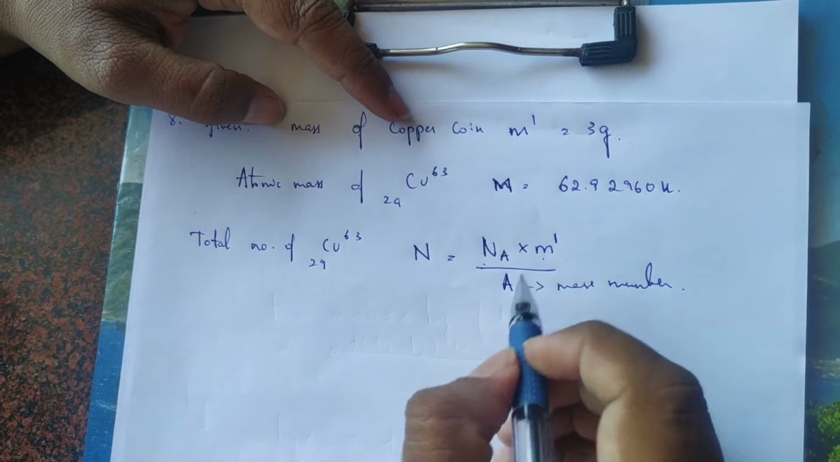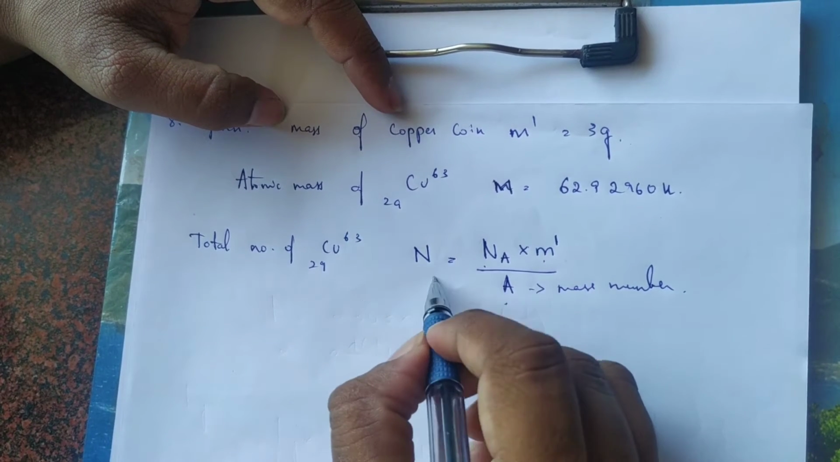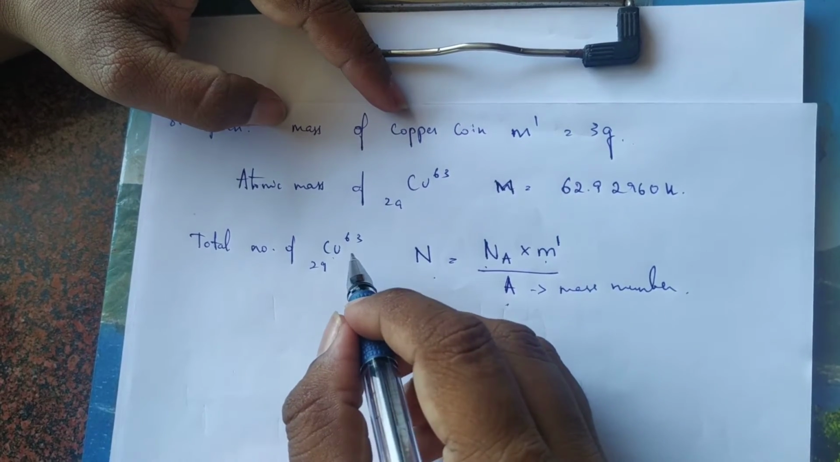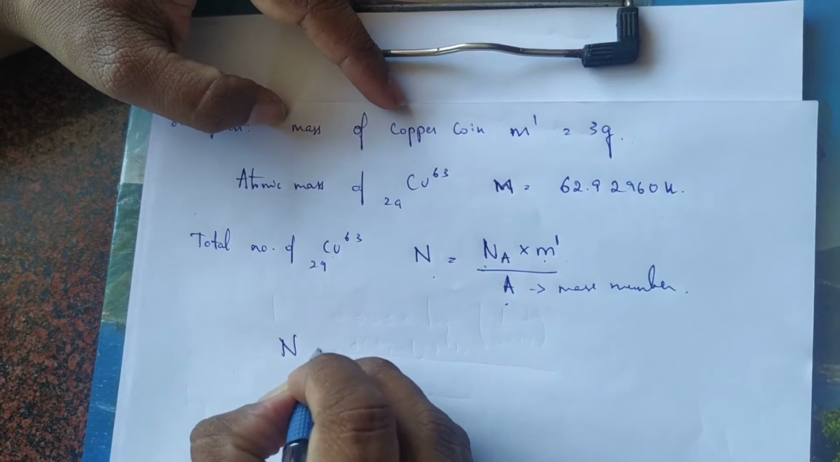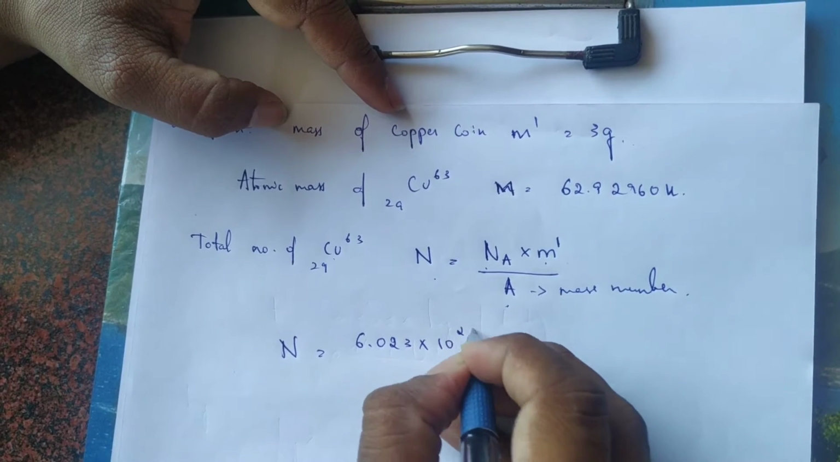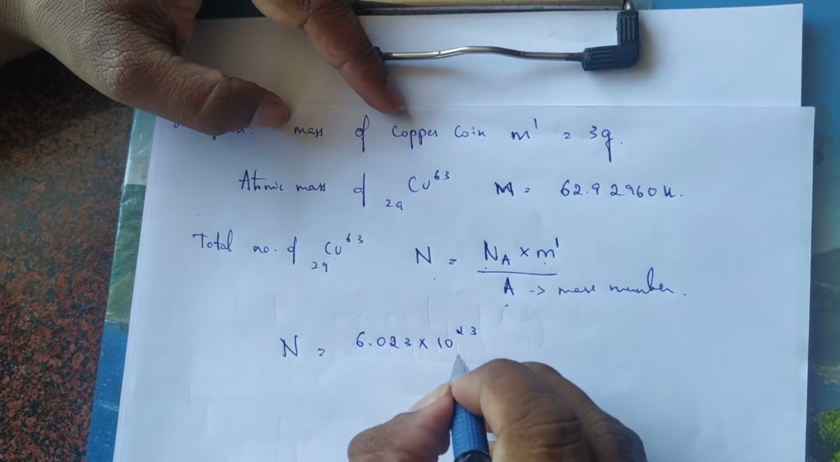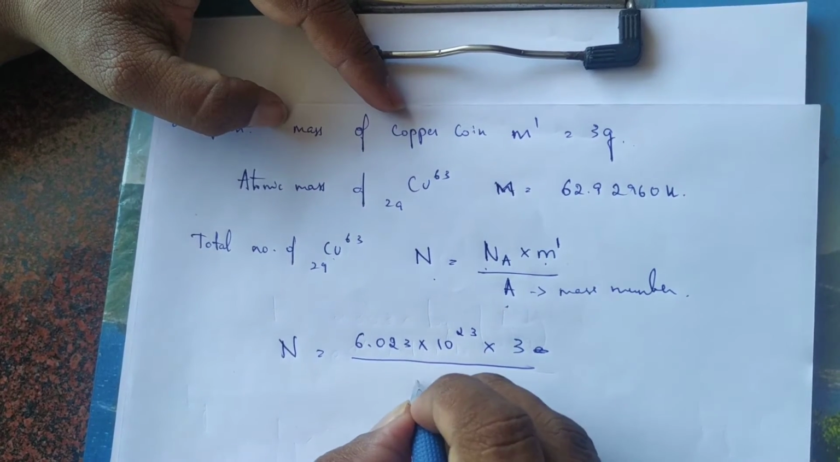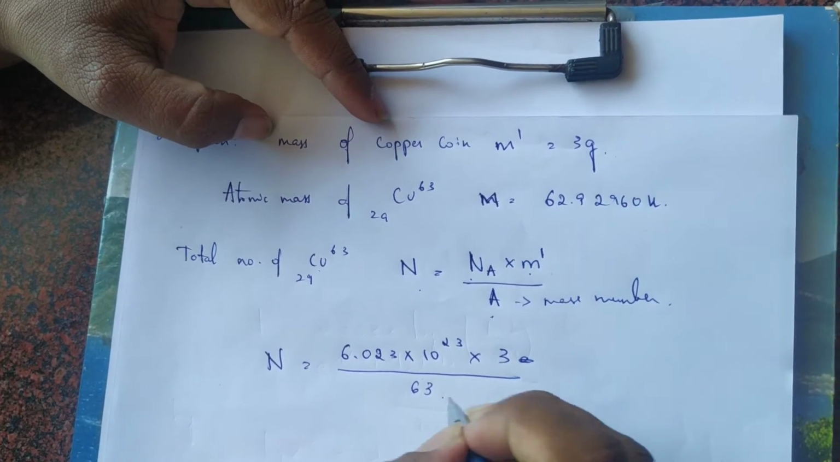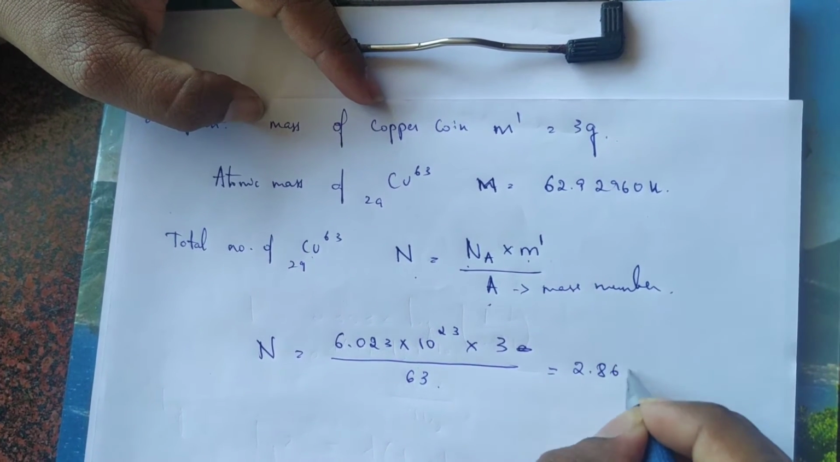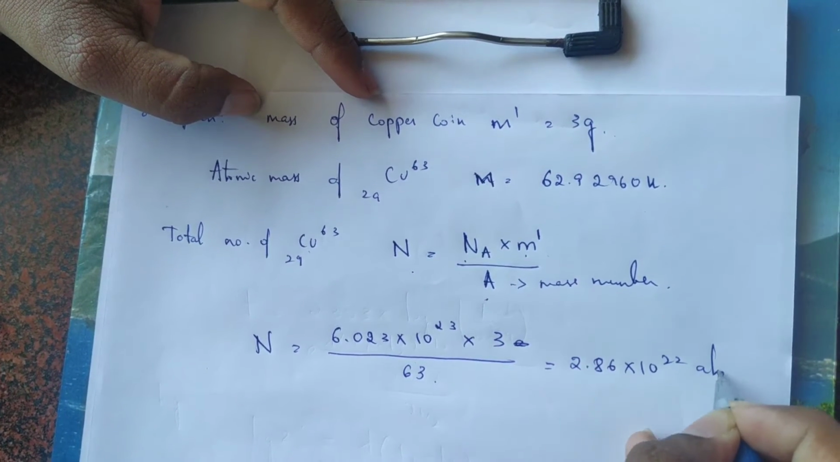Mass of the copper coin, A is the mass number. So in this way we can find out N, that is the total number of copper atoms. N is equal to Na, we know 6.023, Avogadro number, everyone knows this well, right? Into 3 gram divided by mass number 63. So we'll get some 2.86 into 10 raised to 22 atoms.